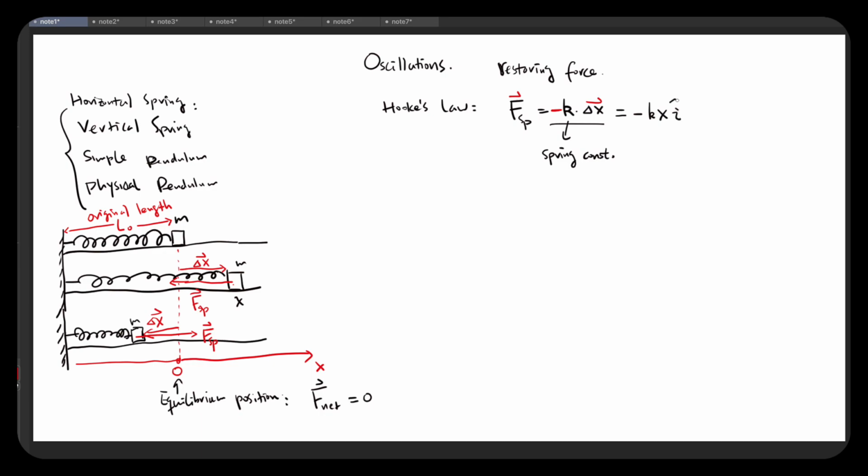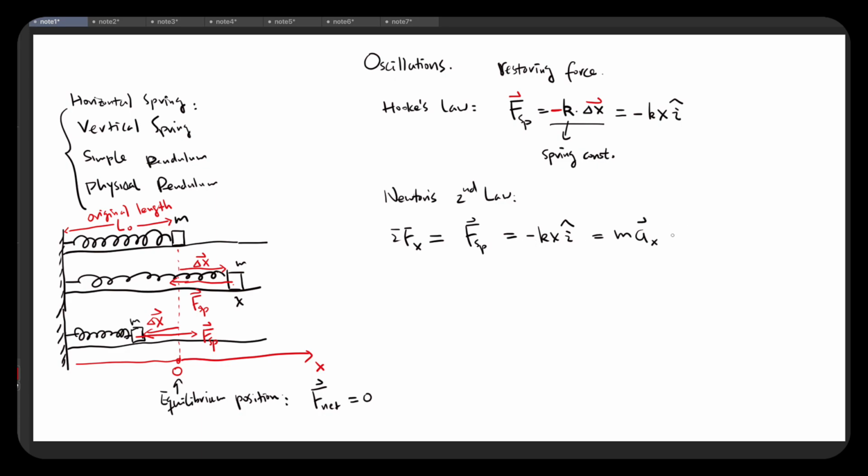Alright, so that's why we can rewrite it as this equation. According to Newton's second law, the net force in this x direction equals the spring force, which equals negative kx times i hat. And that equals max according to Newton's second law for this mass m.